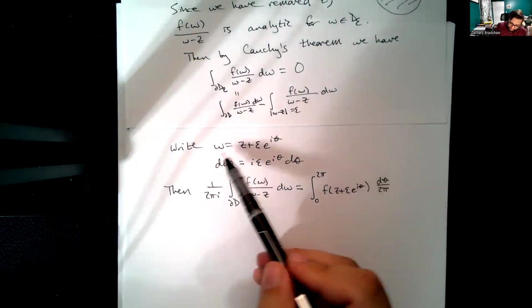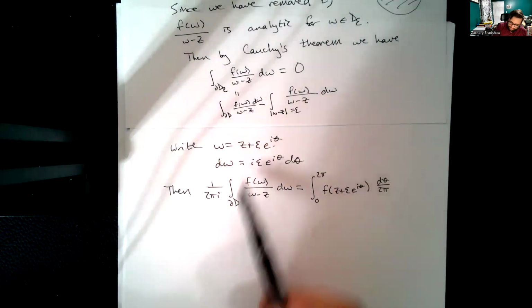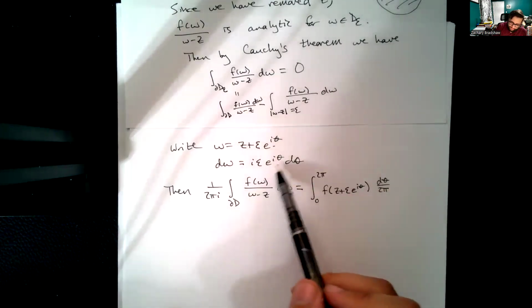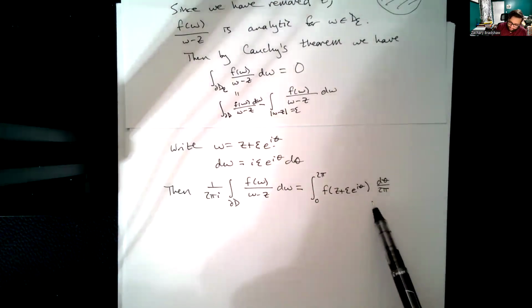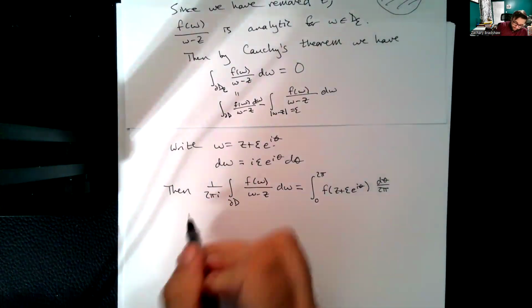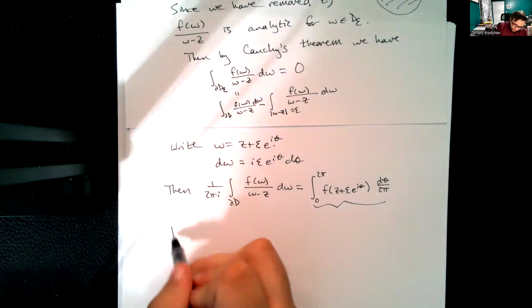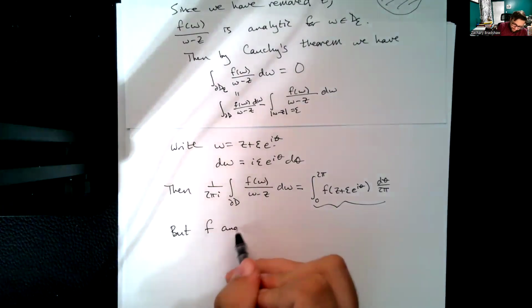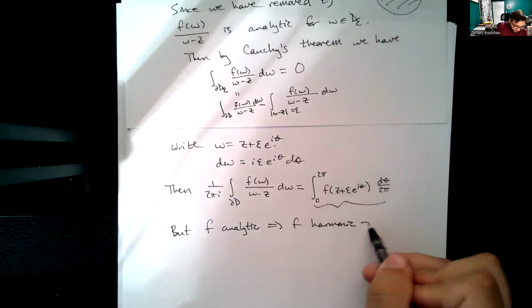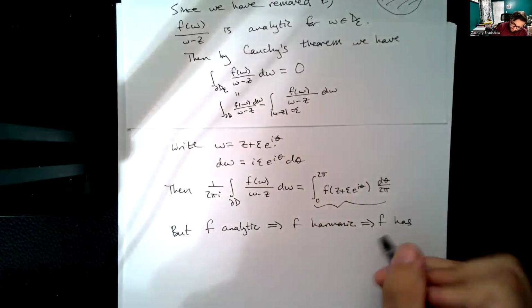Right, so w minus z is just epsilon e to the i theta, so we have an epsilon e to the i theta in the denominator. And then the dw gets transformed into i epsilon e to the i theta. So those cancel, and we just get this factor of i out, which I multiplied by 1 over 2 pi i, which is why that i went away. Okay, but remember, what is this thing? This is our average value of the function integrated over the circle of radius epsilon, right? And we remember that f being analytic implies that f is harmonic, which implies that f has the mean value property.